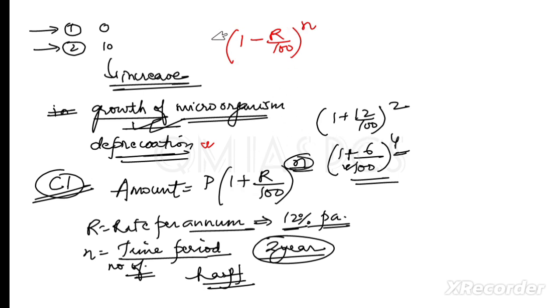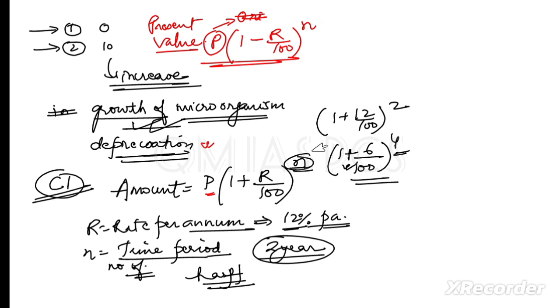Sorry, here p is not principal, p is the original value or present value. P will be the present value of that gadget or material, whatever it is. Depreciation rate is r, and n is the time period. So here we will write minus in place of plus. Same formula we will follow, right?